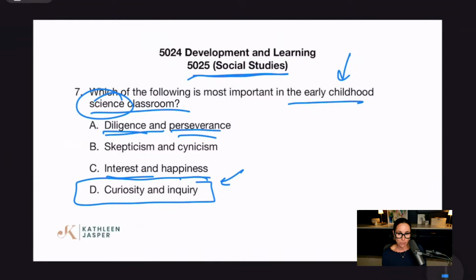Of course, diligence and perseverance is important. Skepticism and cynicism, I would say, don't teach kids to be cynics. They have enough time in their life to become that later. Interest and happiness is good, but curiosity and inquiry, that's asking questions. And asking questions in the science classroom or in the social studies classroom or in any classroom is so, so important. So this is one of those where you might be like, yeah, B is out, but A, C, and D are all good. If you see curiosity and inquiry, it is most likely the best answer when it comes to childhood development and science. It could be in either place, okay?